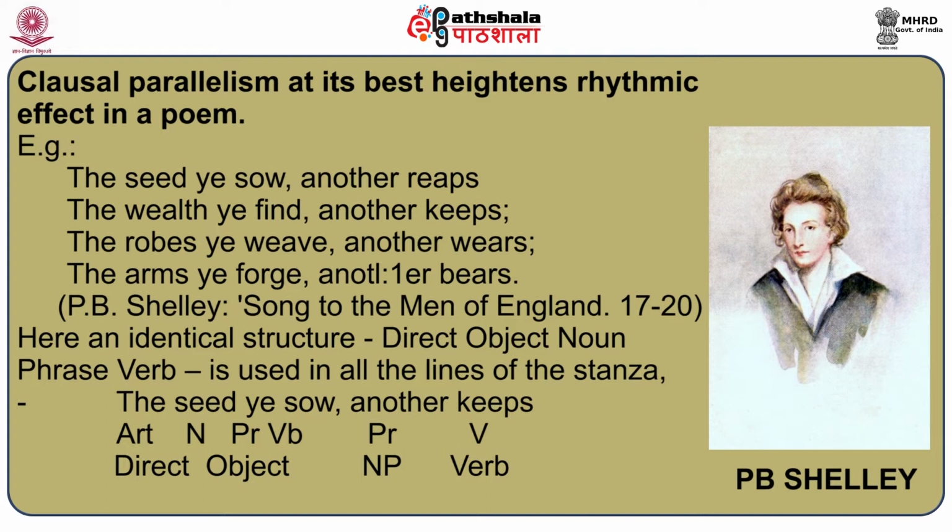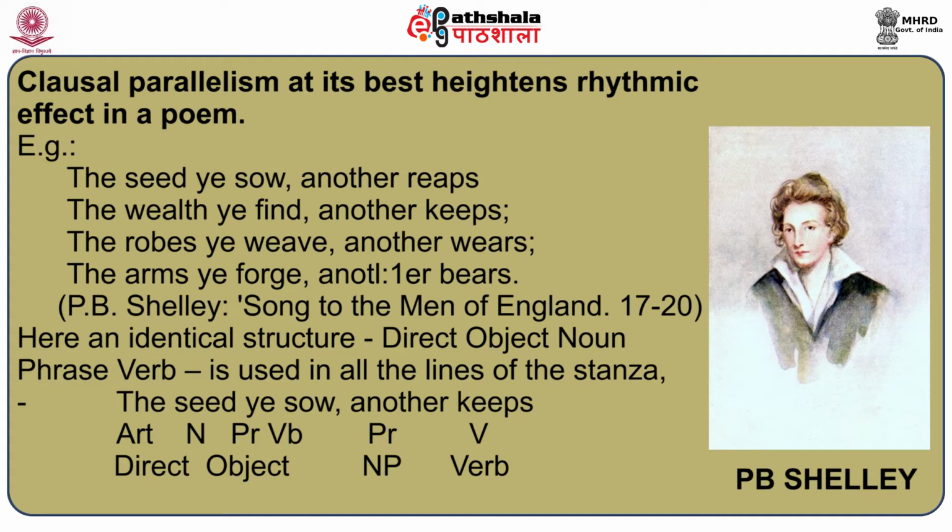And each line, all the four lines, have an identical structure. The identical structure is of direct object, noun phrase, and a verb. The seed ye sow: article, noun, pronoun, and verb. The seed ye sow is the direct object. Another is the pronoun, that's the noun phrase. Keeps is the verb. So direct object, noun phrase, verb is the structure of all the four lines. It is repeated.